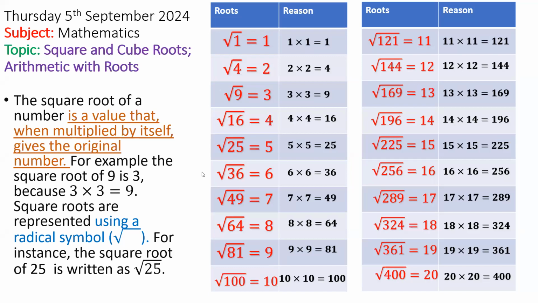Olivia, what's the square root of 256? 16. 16. Reagan, what's the square root of 36? 6. 6, very good. And Kingston, what's the square root of 81? 9. 9.